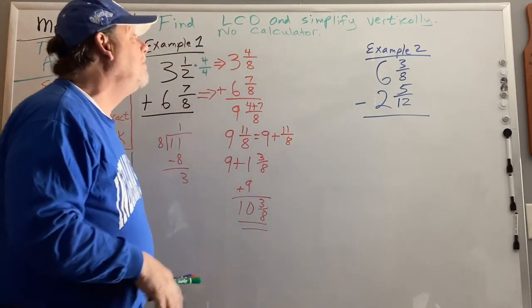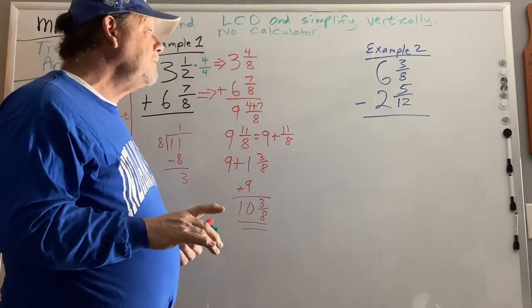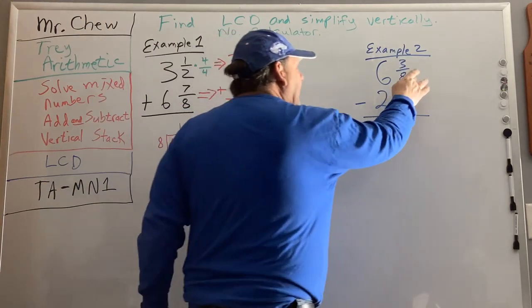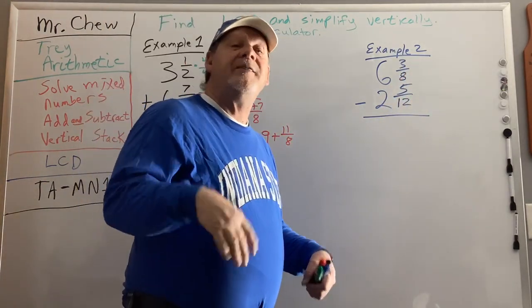Got my green pen. All right, so now let's look at example 2. Example 2 is a little bit different, because you can't just multiply the 8 to make it 12. So you got to multiply them both.